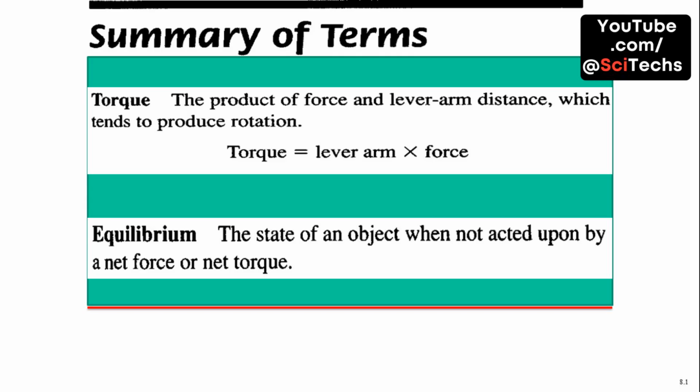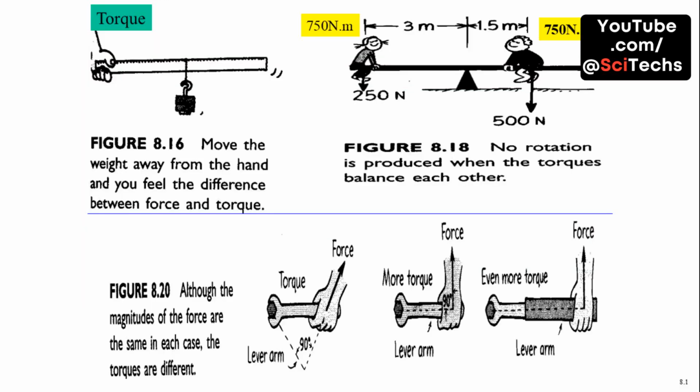Torque is the product of force and lever arm distance, which tends to produce rotation. Equilibrium is the state of an object when not acted upon by a net force or net torque. Moving the weight away from the hand increases the difference between force and torque. When torques balance each other, no rotation occurs. The magnitude of force and lever arm affects the torque produced.